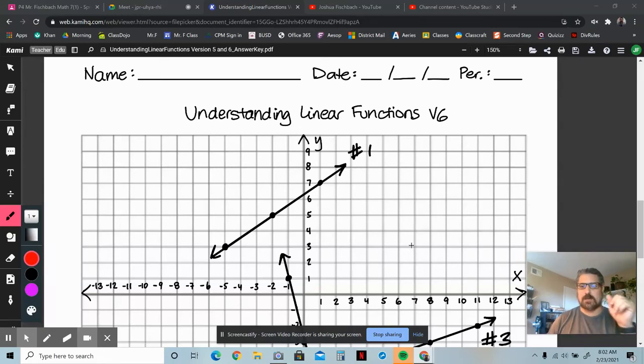This one is to go over the sheet that I gave out called Understanding Linear Functions version 6. If you're in my class, just use this to correct and understand the process for each of these problems.